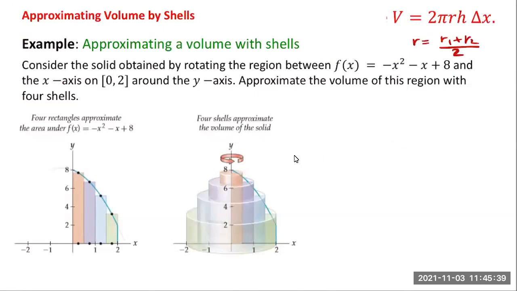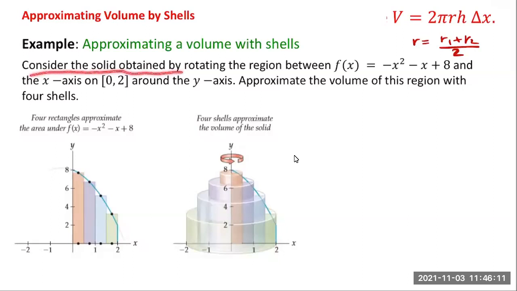Next, I want to give you some sort of a motivation as to how we can use the shell method to find the volumes of objects, or at least to approximate volumes of objects. Our ultimate goal is to find the actual volume of objects, but let's try to approximate the volume of an object first using shells. Here is the example that I want to look at.